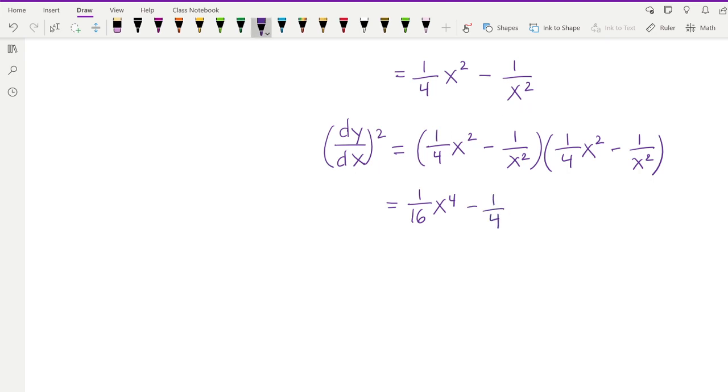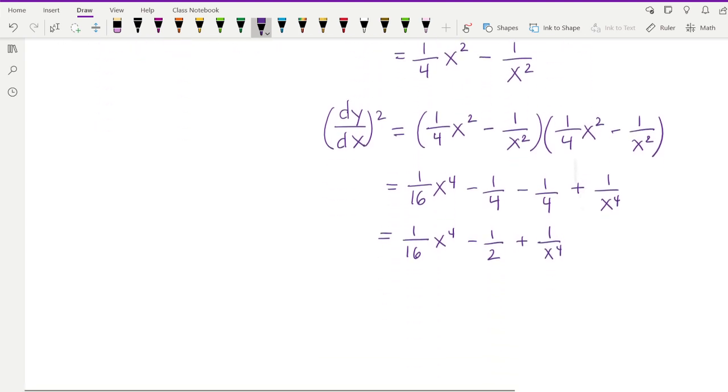And then the same thing happens here. We have negative 1 over x squared times 1/4 x squared, and so that's just going to be another minus 1/4. And then we have the last two terms, and so that's going to be plus 1 over x to the 4th. And so this can be simplified into 1 over 16 x to the 4th minus 1/2 plus 1 over x to the 4th.